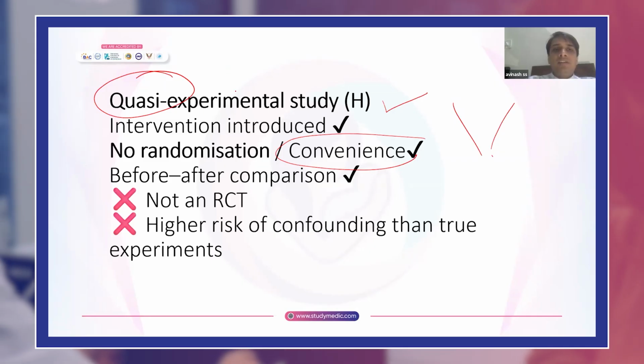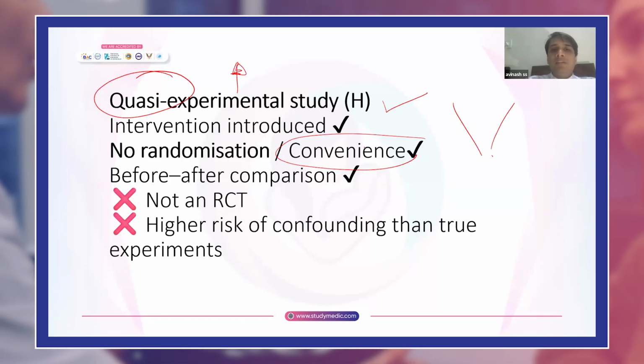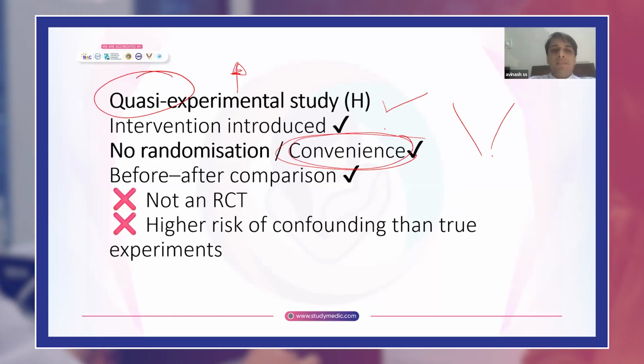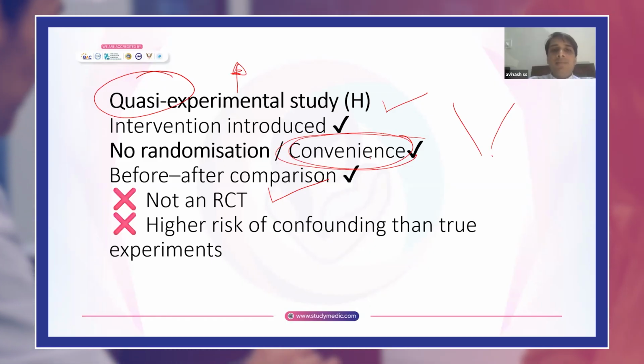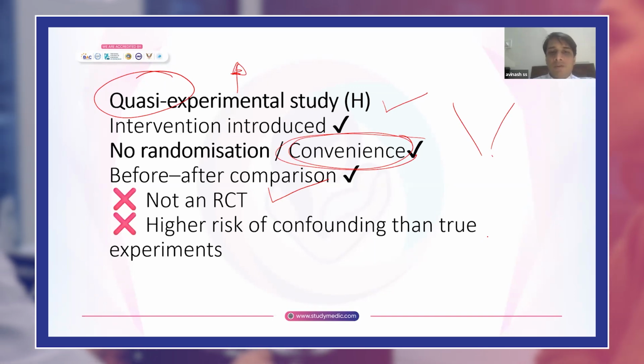Interventional study designs are also called experimental study designs. This is quasi-experimental because it is convenience sampling. It is not an RCT. RCT is an example of a randomized interventional study design. This is a non-randomized quasi-experimental study design. However, a higher risk of confounding is seen in these experiments.